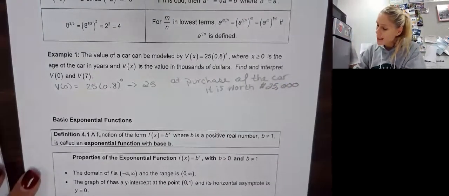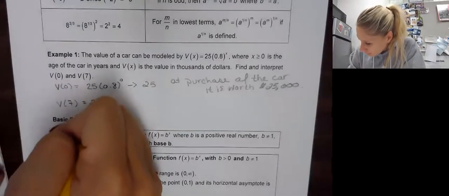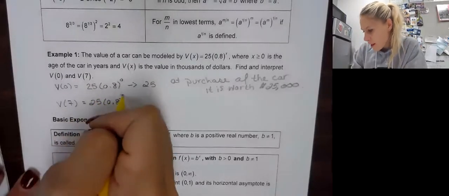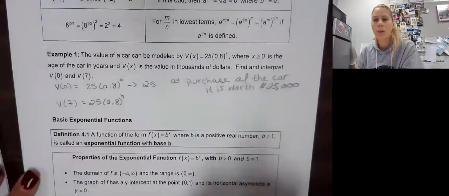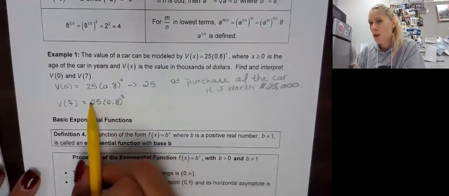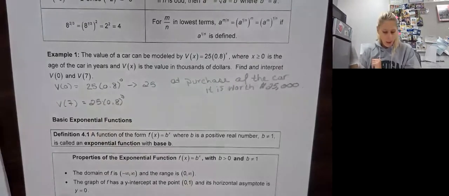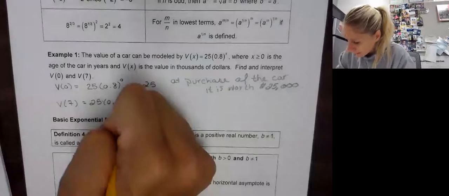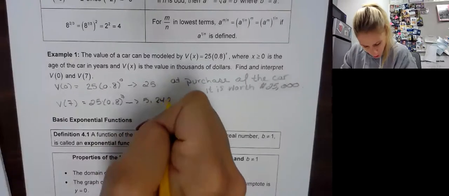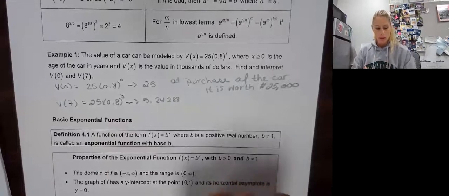Okay. Now, v of 7. So we plug that in, we get 25 times 0.8 to the 7. Now, by the way, guys, remember PEMDAS. If we were to do this by hand, you would be calculating the exponent first and then multiplying. Do not multiply the 25 times 0.8 and then to the 7. Does that make sense? Now, when you do that and you plug that in the calculator, we get 5.24288, and it keeps going. But of course, if we're talking about money, we only have to go out 2 decimal places.